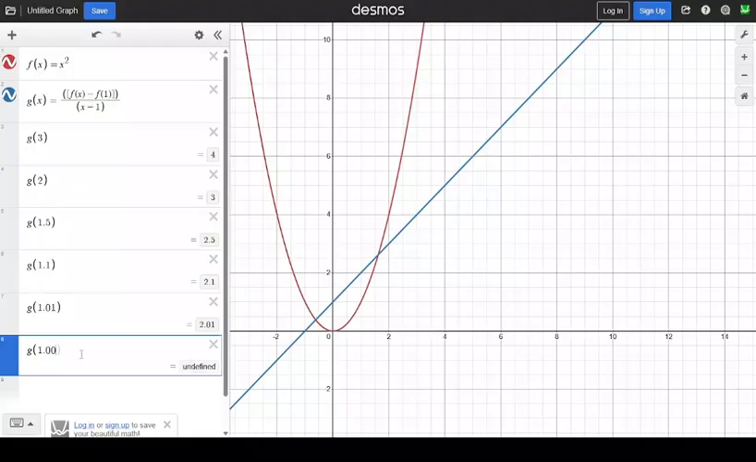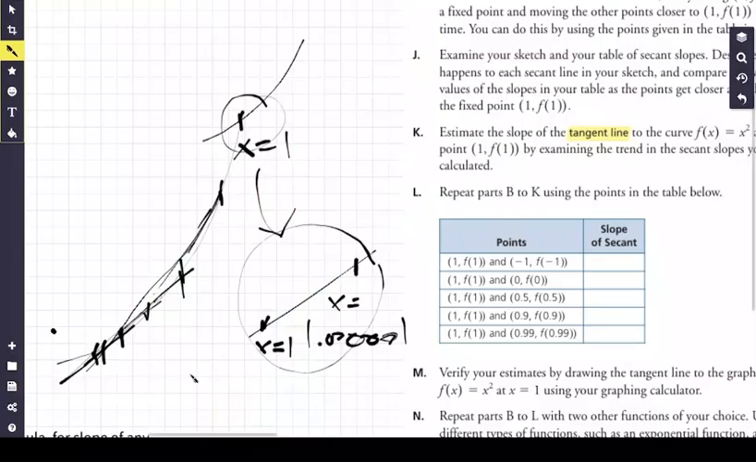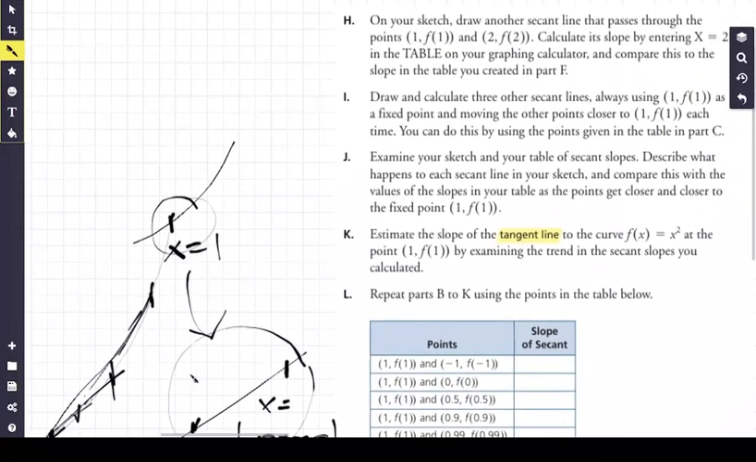1.000001. Wow, so it's 2.000001. And that basically rounds to 2. So what does that mean? It means that by estimating the slope of the tangent line, we can estimate that the slope of the tangent line is 2 at x equals 1, f of 1.